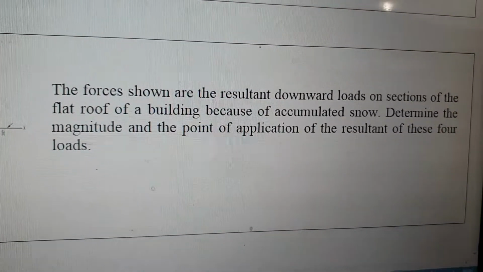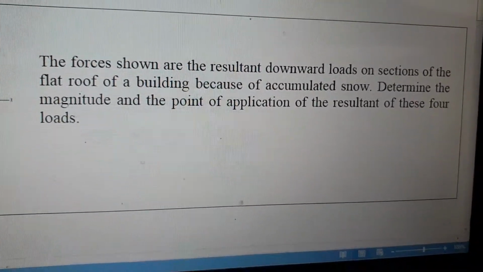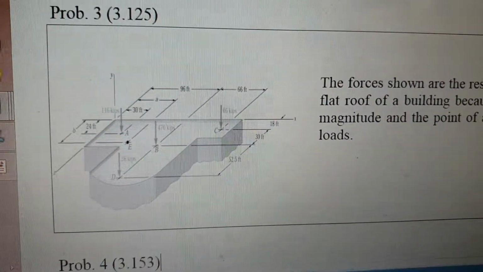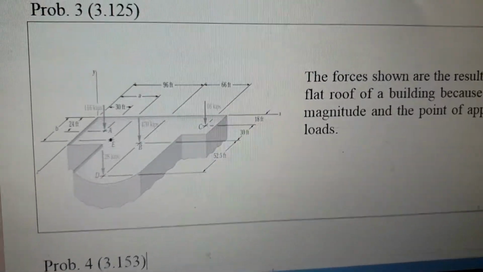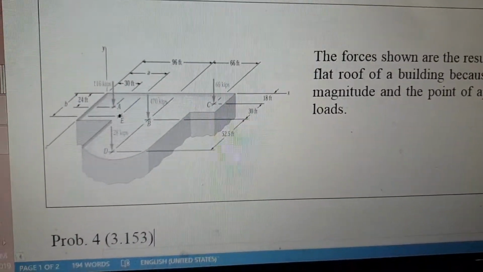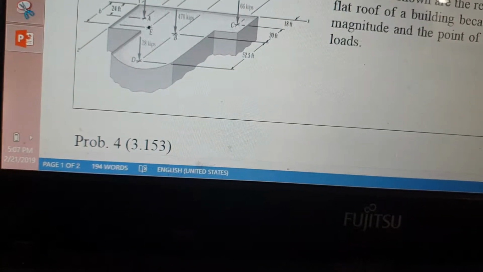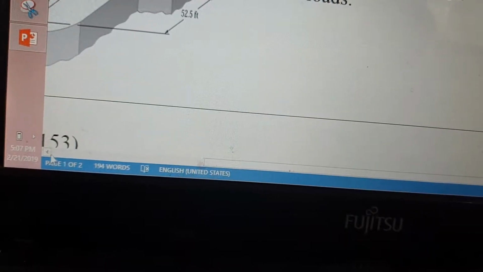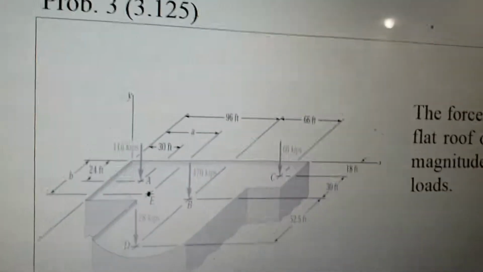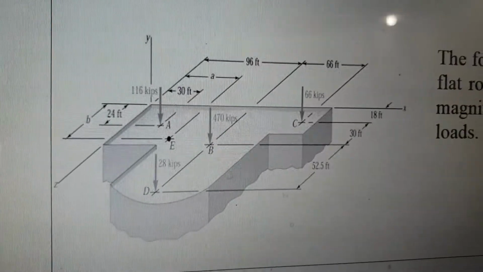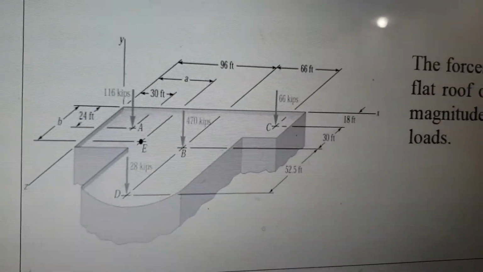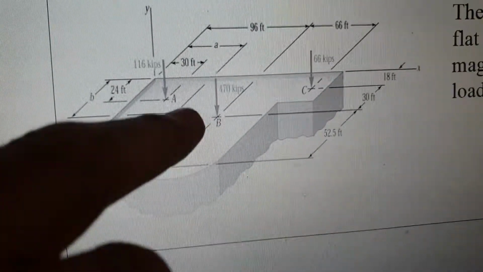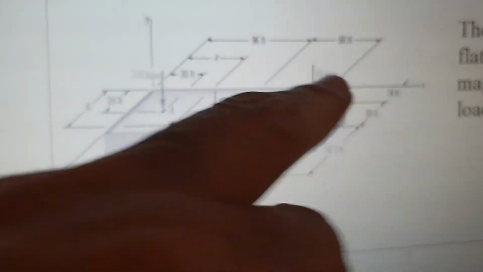Determine the magnitude and the point of application of the resultant of these 4 loads. He wants to know where is the resultant, the magnitude, and the point of application. Okay, so let's make this one bigger. And let's see. Now, you can see that there is a 116 kip, and there's 28 kip, 470 kip, and 66 kip.